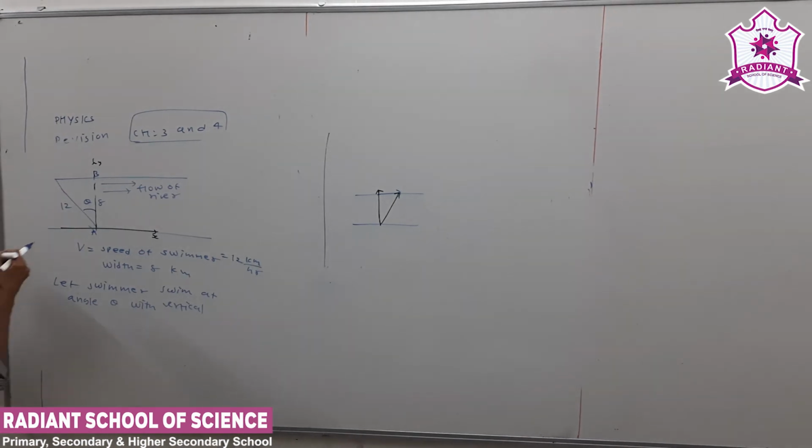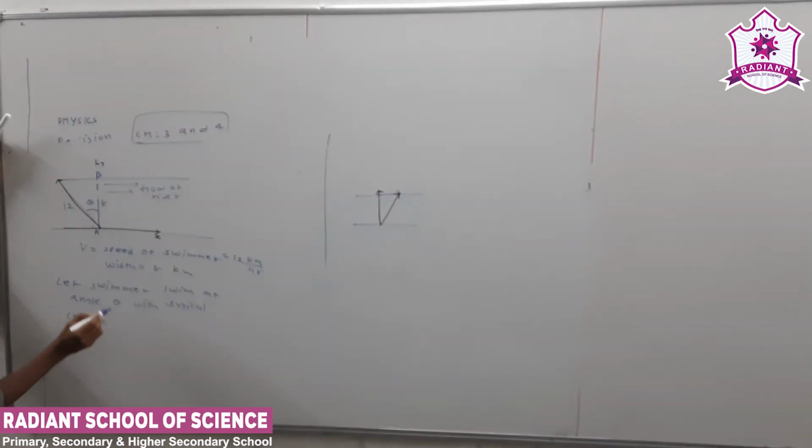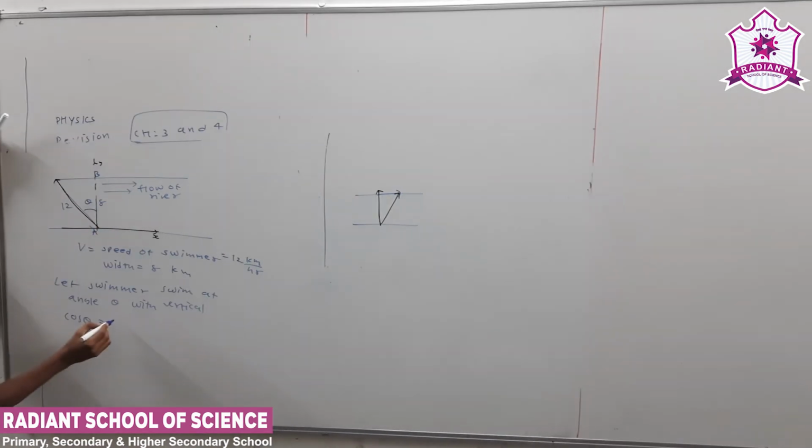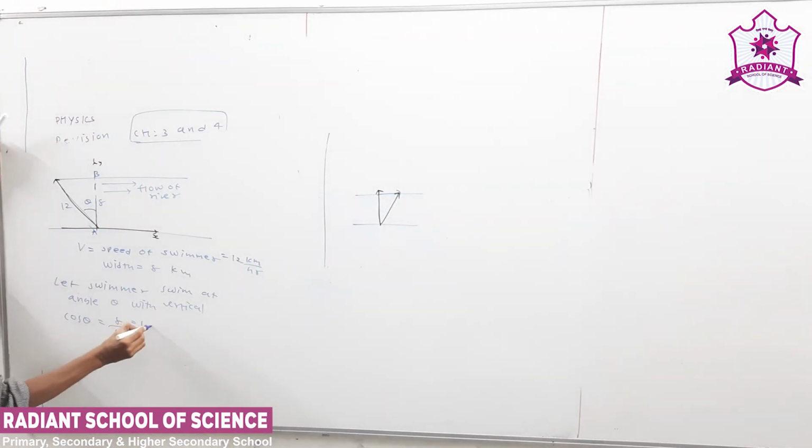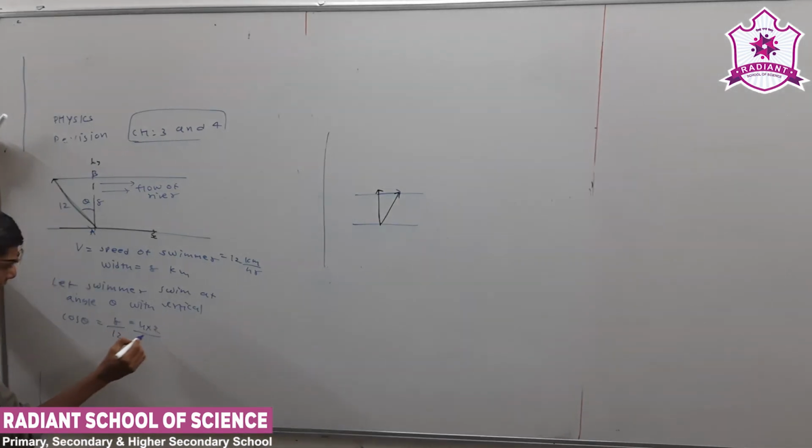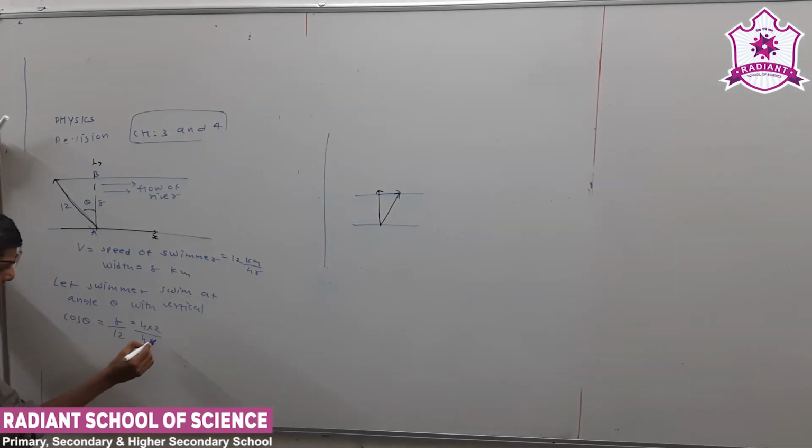Now this is the flow, and the width of the river is 8 km. So how do we get the angle? We are given the adjacent side and this is the hypotenuse. In a right angle triangle, cos theta is adjacent upon hypotenuse, 8 upon 12, which is 2 by 3. Cos theta is 2 by 3.